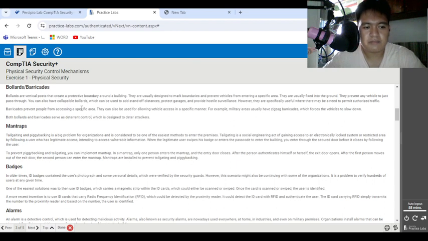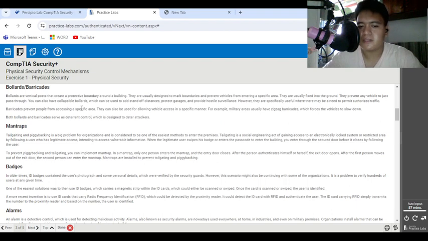Man traps. Tailgating or piggybacking is a big problem for organizations. Tailgating is a social engineering act of gaining access to a locked or restricted area by following an authorized user. A legitimate user uses a badge or enters the passcode to enter the building, and the attacker enters by following the user. To prevent piggybacking and tailgating, organizations implement a man trap.